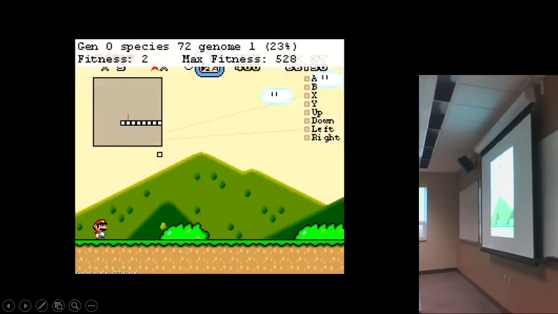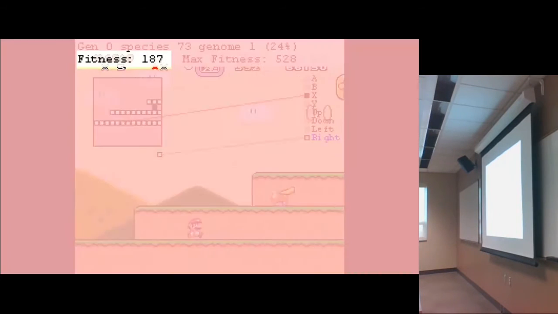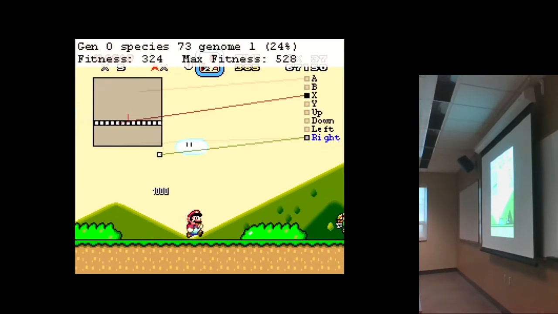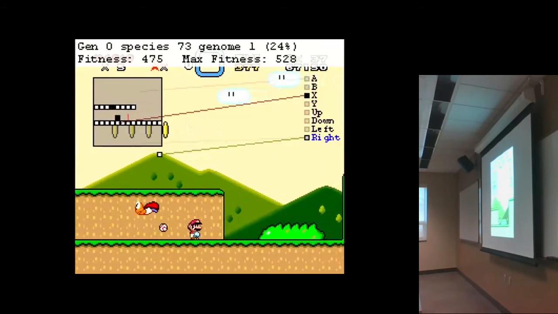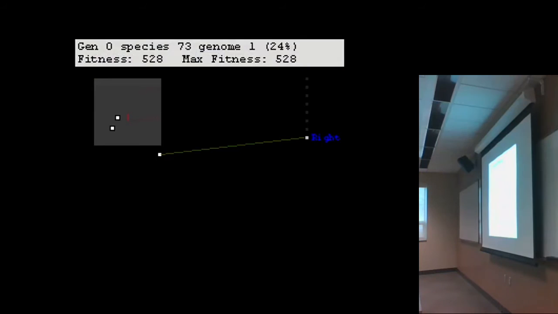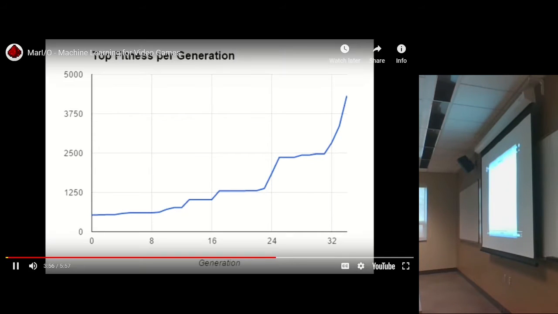The answer is evolution. When Mario gets further right on the screen, its fitness goes up. In this case, fitness is a function of how far right it gets and how quickly it gets there. Only the neural networks that produce the highest fitness are selected to be bred, creating the next generation. It took 34 generations of genetic breeding and fitness evaluation before Mar-IO was able to finish the level without dying.